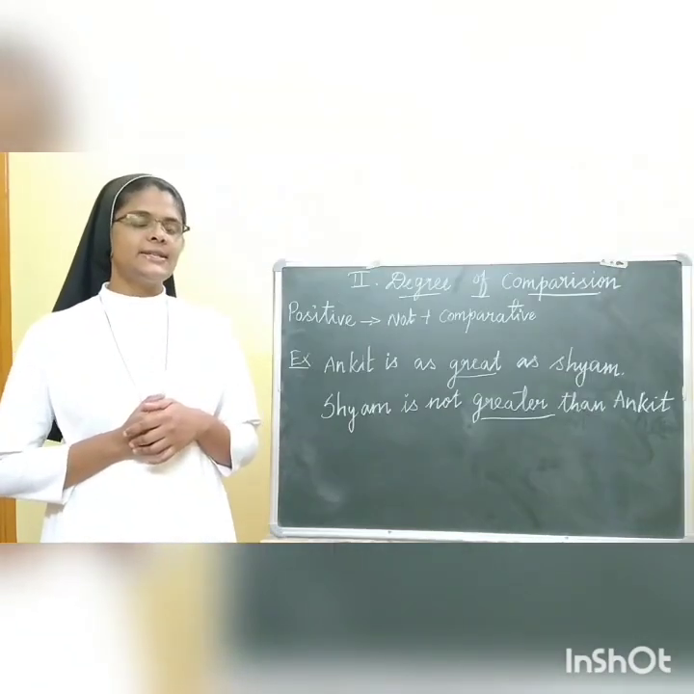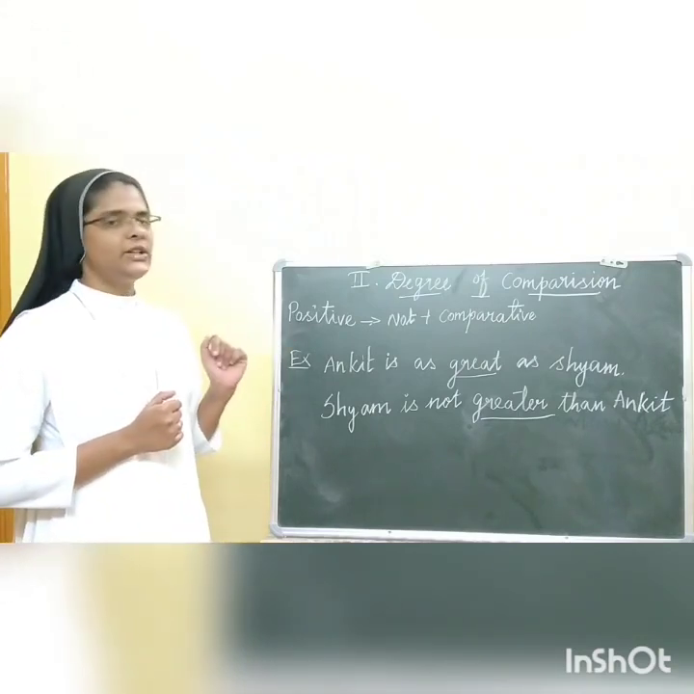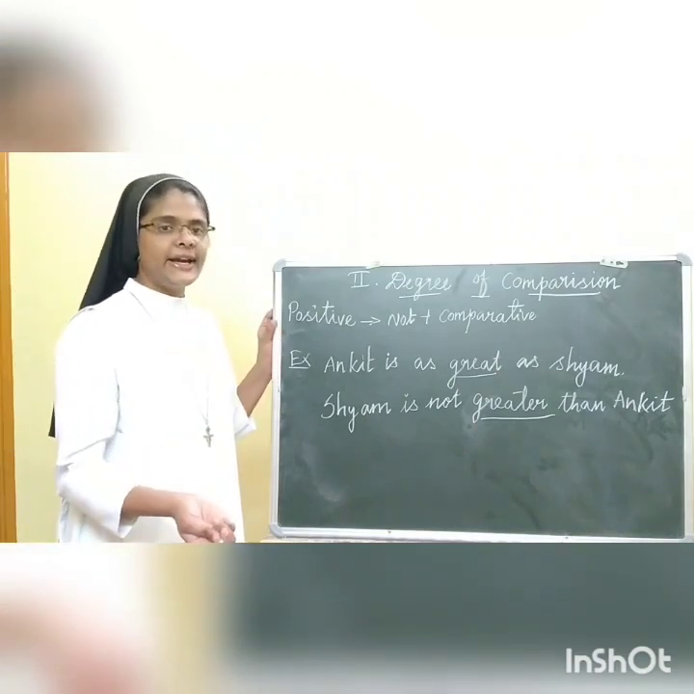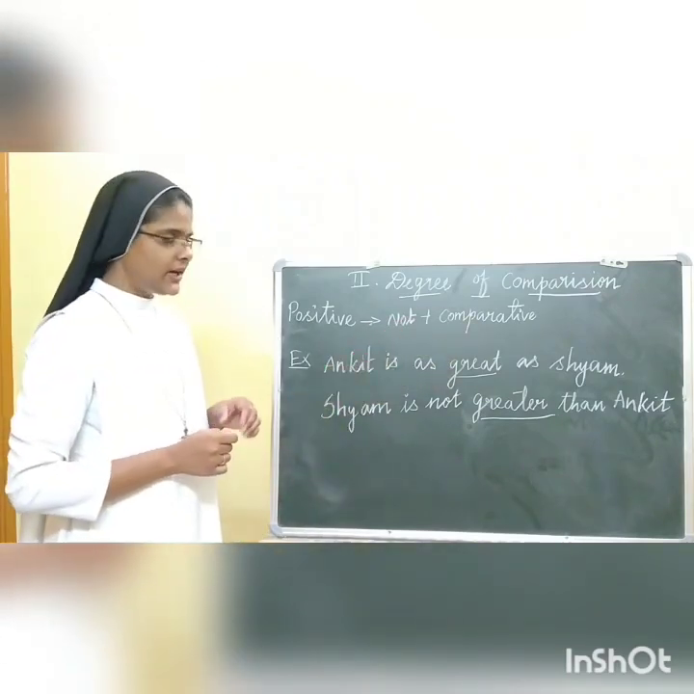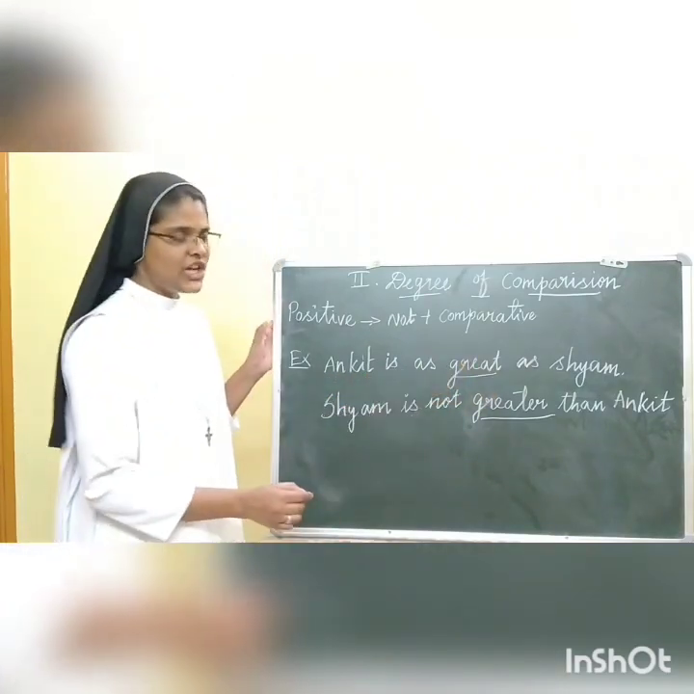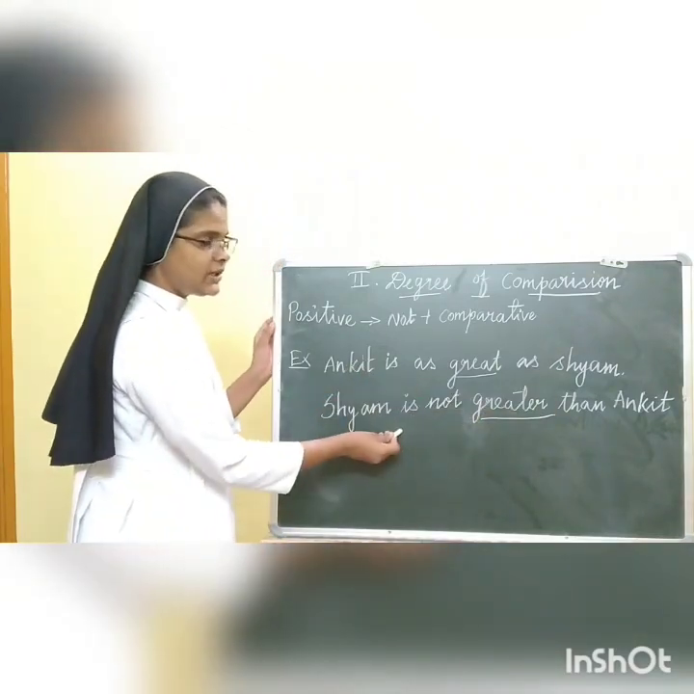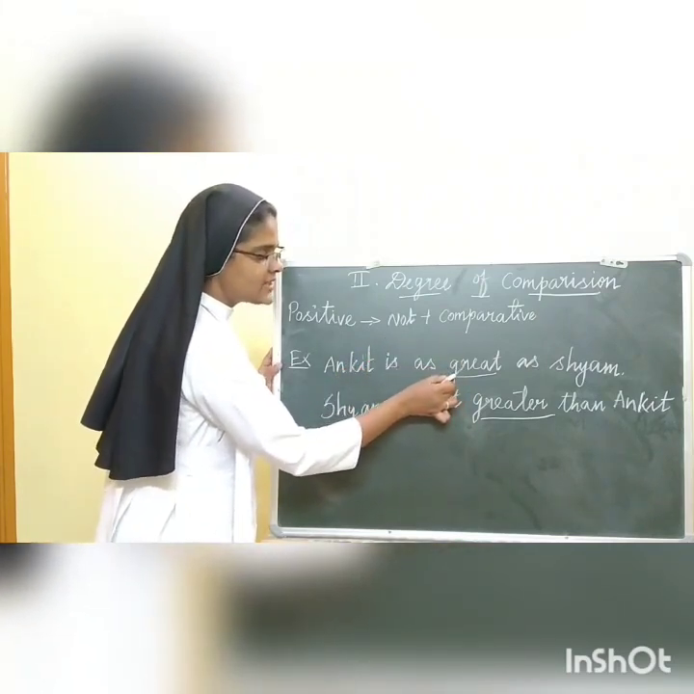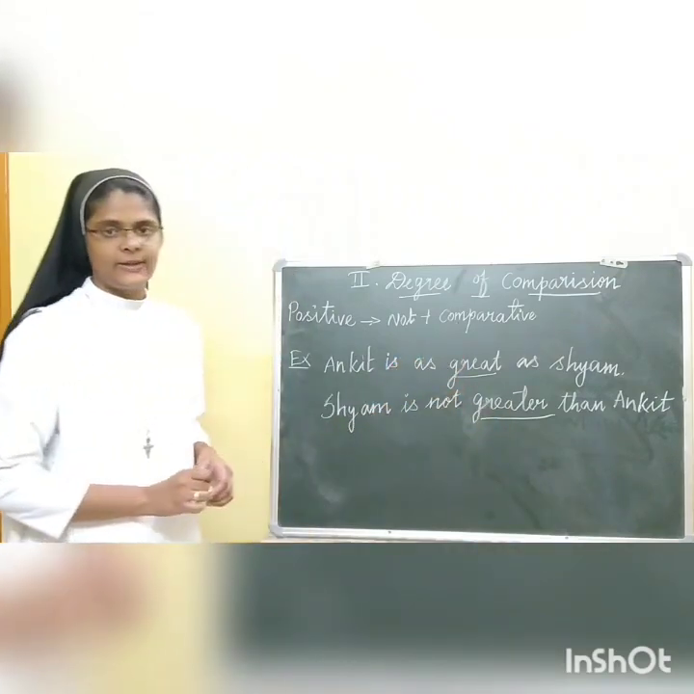Now let us see the second case, degrees of comparison. First, the positive degree. If the sentence is given in the positive degree and we want to make it negative, we have to use not plus the comparative degree. For example, Ankit is as great as Shyam. Shyam is not greater than Ankit. To make it negative we use not, and the positive degree great changes into the comparative degree greater than Ankit.